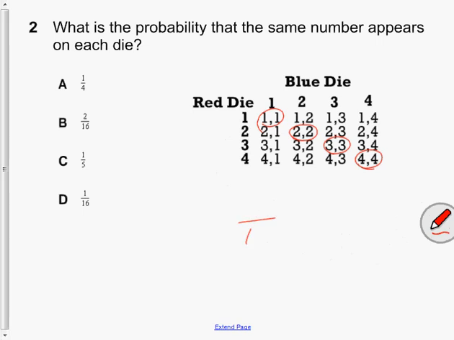So out of the 16 possible combinations, 4 of them are the same. Now, if I look at my choices, there isn't a 4 out of 16. But if I reduce this down to lowest terms, it would be one chance out of every 4 possible combinations is going to be doubles, which means your answer is A.